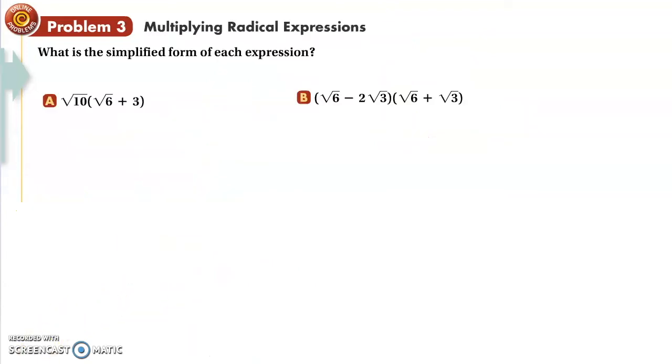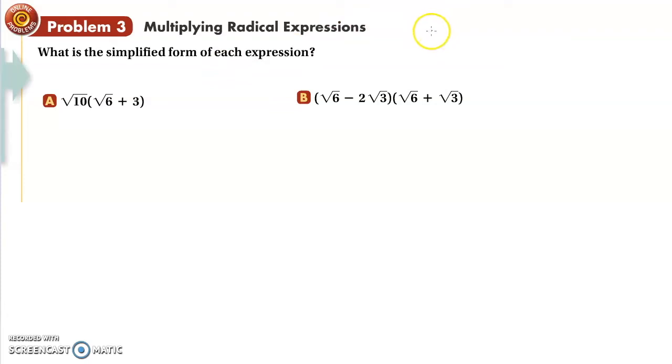Can we talk about multiplication? Can we talk about multiplying radical expressions just for a second? Bear with me. All right. What if we wanted to multiply these radical expressions together? Problem 3 is asking, what is the simplified form of each expression? And for example A, we have square root of 10 times, and they give us a parentheses, square root 6 plus 3. Have we seen something like this before?